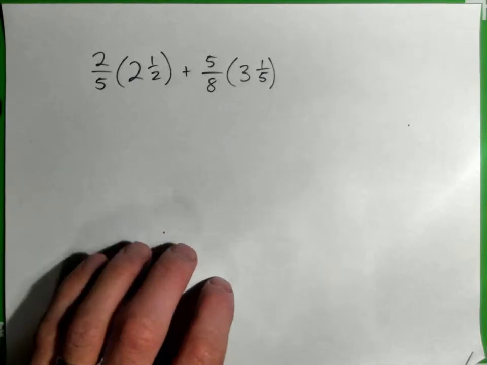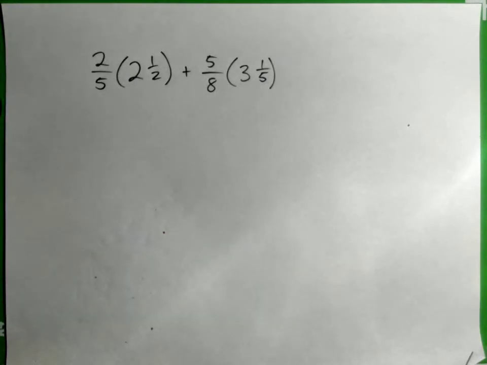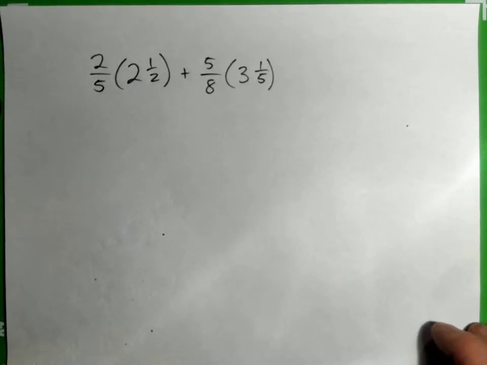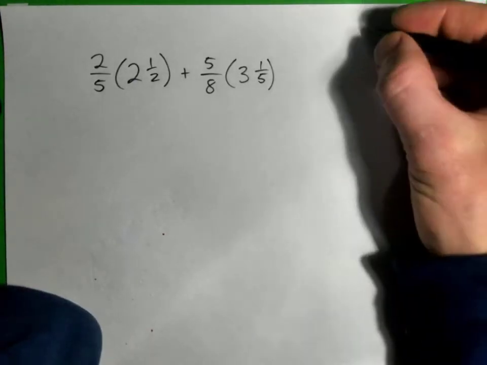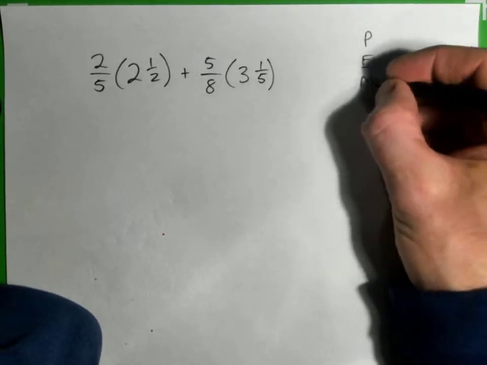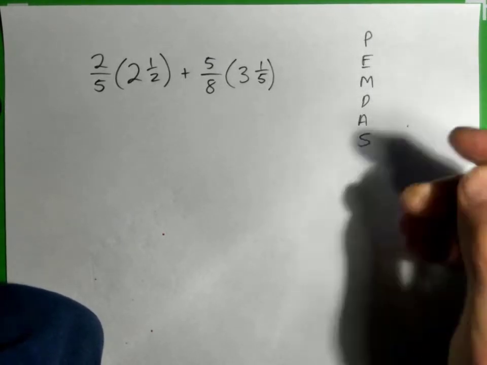All right, so we got 2/5 times 2.5 plus 5/8 times 3 1/5. Now, got to think about PEMDAS, I guess, a little bit because we have some different operations in this, and we got to do our operations in order.